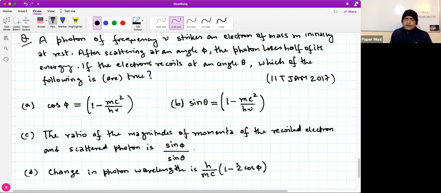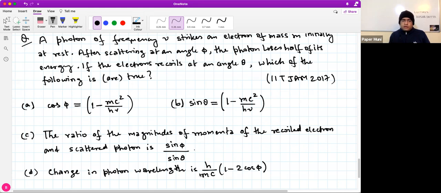So you can directly say which option is incorrect without calculating even. And one more thing, you have to also take care of what is theta and what is phi here. Now the convention which we took, this is opposite. The scattering angle of the photon is phi, and the scattering angle of the recoil electron is theta. In our case it was opposite, so accordingly we have to check the solution of this question.